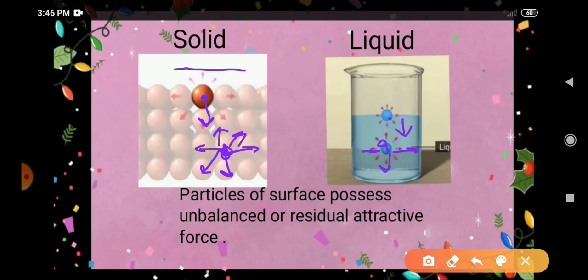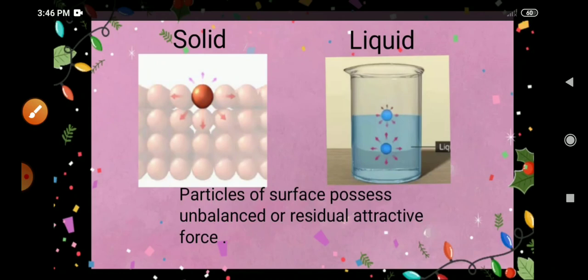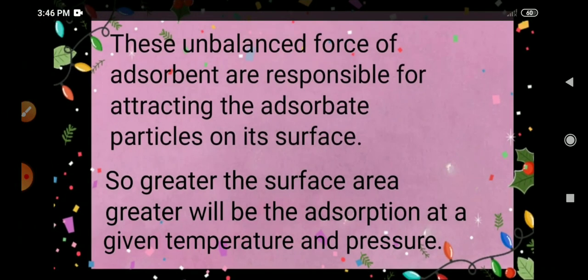Because of this downward force only, we can say the particles of the surface are under tension, as we have learned in liquids. So the particles of the surface possess an unbalanced or residual attractive force. Because of this reason only, the particles on the surface attract the adsorbate particles towards themselves. So this unbalanced force of the adsorbent is responsible for attracting the adsorbate particles on its surface. So greater the surface area, greater will be the surface particles. So we can say that greater will be the adsorption at a given temperature and pressure.